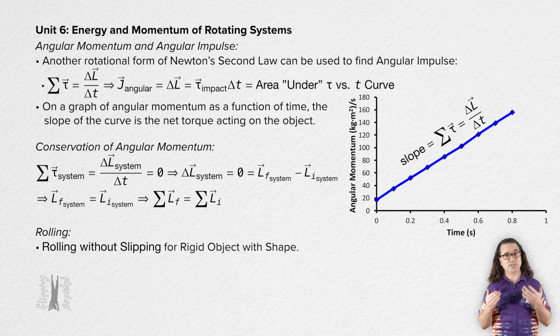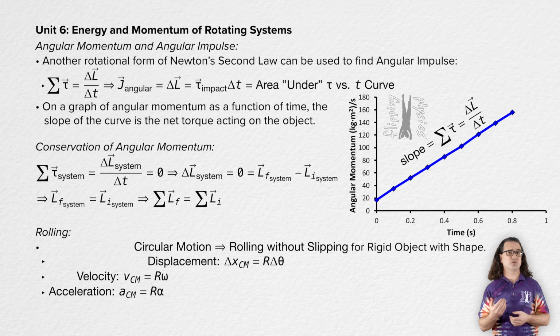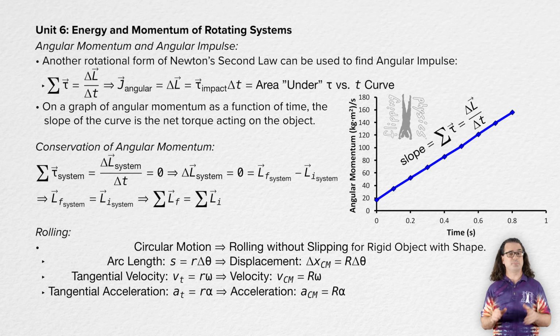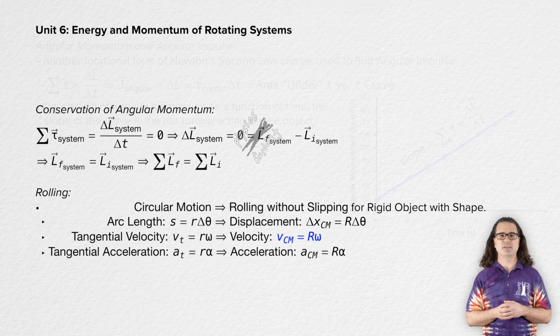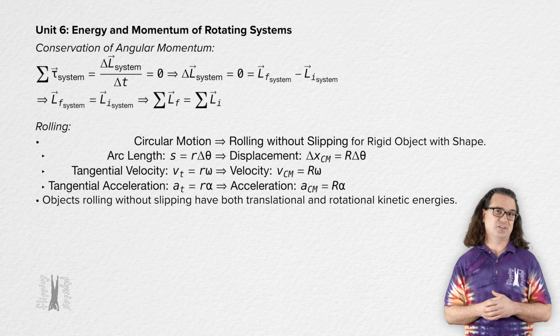A rigid object with shape, which is rolling without slipping, has equations for displacement, velocity, and acceleration of its center of mass, which are very similar to the circular motion equations for arc length, tangential velocity, and tangential acceleration. For example, in circular motion, the tangential velocity of a location on an object equals the distance from the axis of rotation to the location on the object times the angular velocity of the object. And in rolling without slipping, the velocity of the center of mass of the object equals the radius of the object times the angular velocity of the object. When an object is rolling without slipping, it has both translational and rotational kinetic energies.